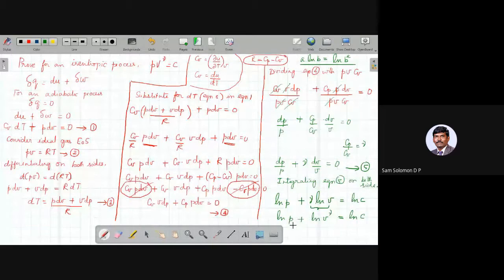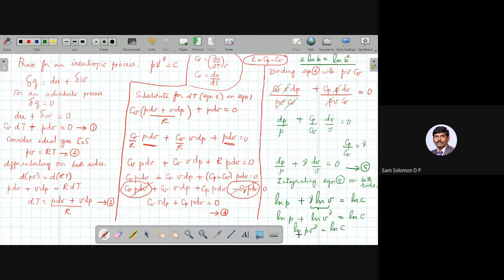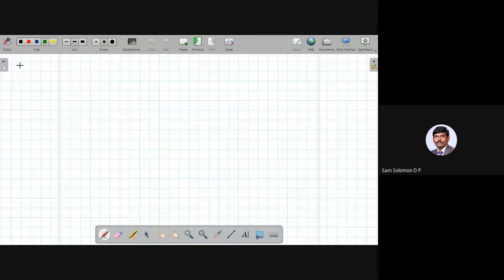The next logarithmic rule is ln P plus ln V power gamma, so this can be written as ln of PV power gamma equal to ln C. And if you take the anti-logarithm, or cancel out the logarithmic terms on both sides, you will have PV power gamma equal to constant. So this is how we say for a reversible adiabatic process, PV power gamma is equal to constant. A systematic, simple derivation. So we have seen up to the isentropic process. The only process that is left out is the polytropic process.